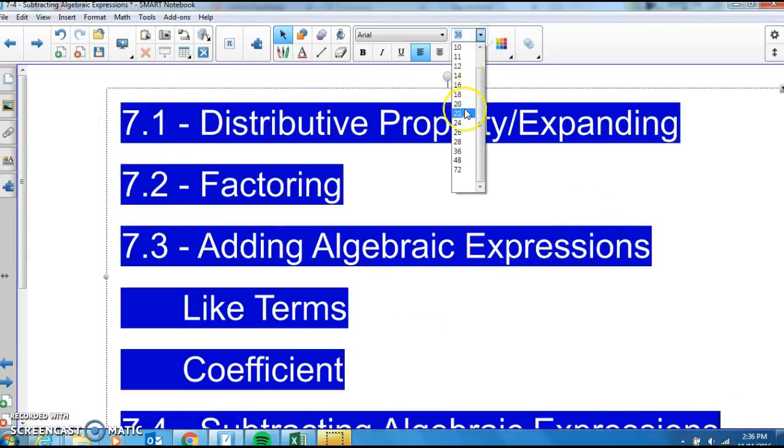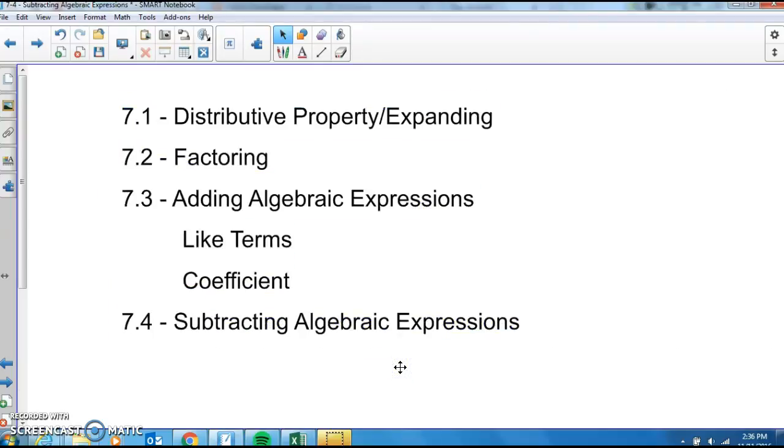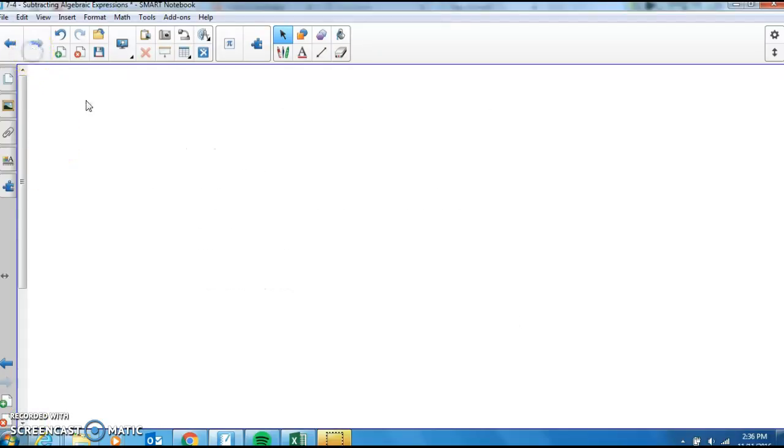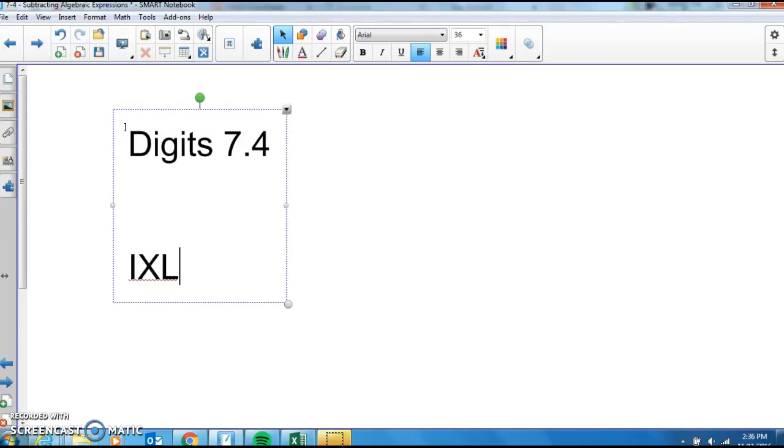We make this a little bit smaller so everything fits. So far, this is what we have covered in this unit. We still have one or two more things to talk about, and then we'll be able to have our test on it. And once you finish this, if you will work on 7.4, please. And then I will give you a new list of IXL assignments.